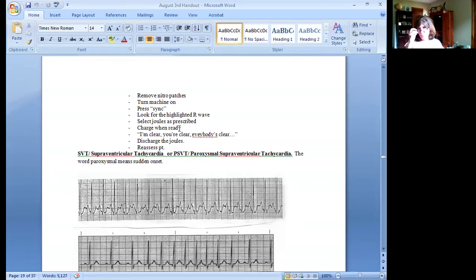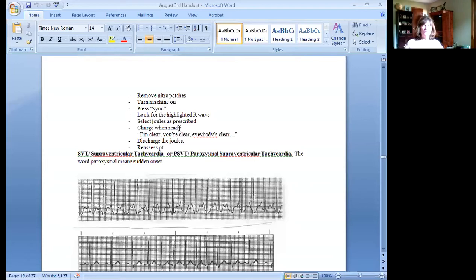So that's how we would do synchronized cardioversion for Mr. Frank after 3 weeks of anticoagulation, or emergently after the coast was clear, after the TEE said, hey, no clot.